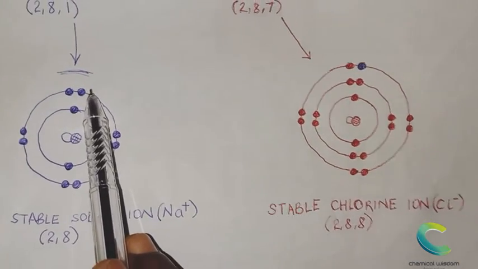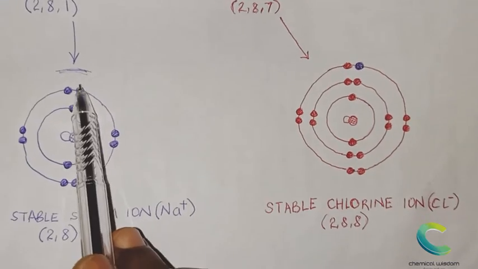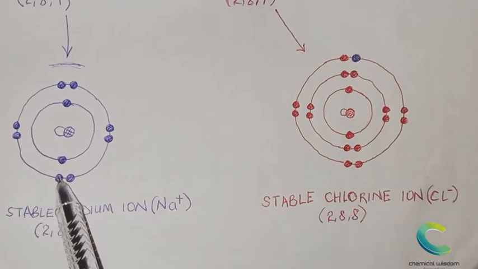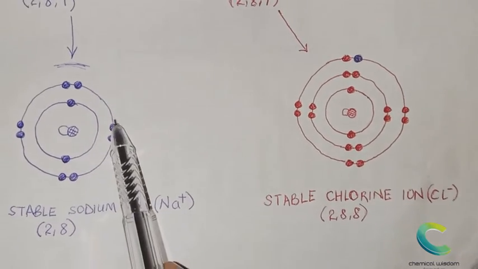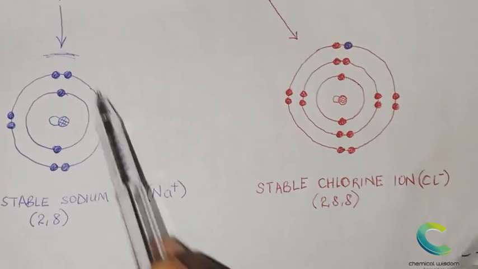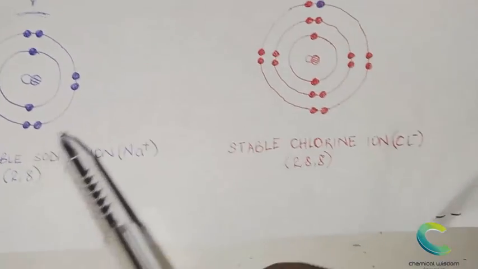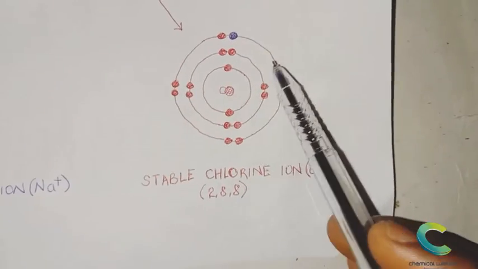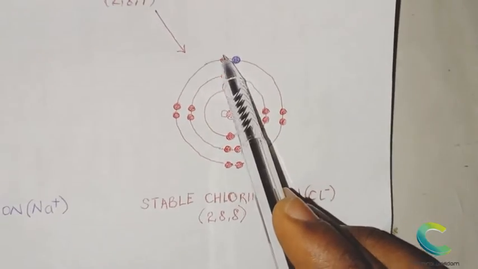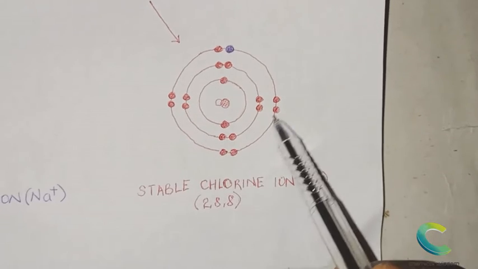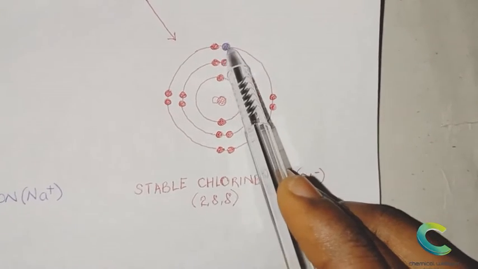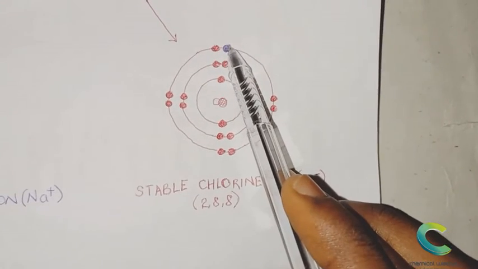The second shell has 8 electrons already: 1, 2, 3, 4, 5, 6, 7, 8. What does that mean? The sodium is now stable. The sodium is now balanced. It's now called a sodium ion. The chlorine too becomes 1, 2, 3, 4, 5, 6, 7, 8. This additional electron is the one gotten from the sodium.